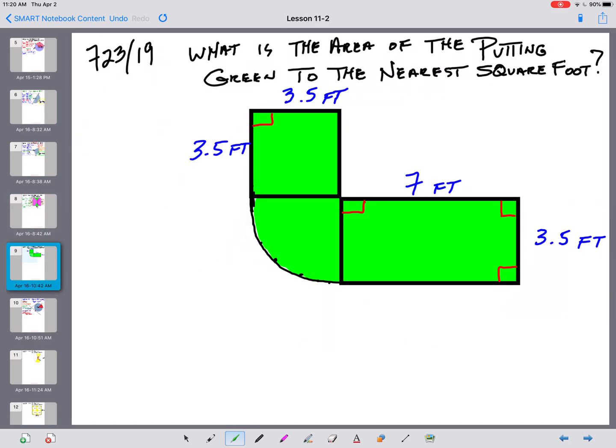Okay, what do we got here? Yeah, we got a little putt green, 3 pieces really, and they want us to figure out the total square footage. Well, I see a square, 3.5 by 3.5. Then I see a rectangle, 7 by 3.5. We can do those, that's going to be easy. Then I see this third part right here.